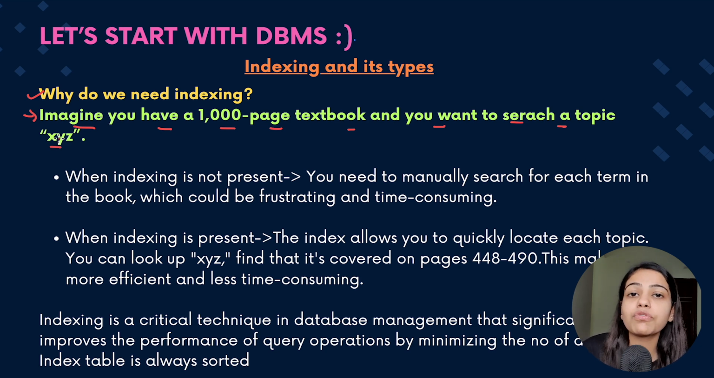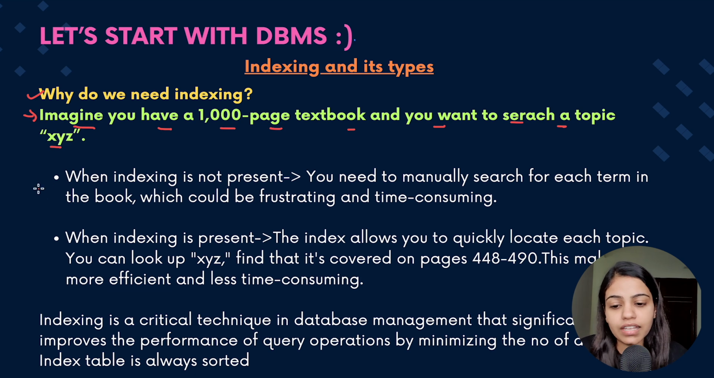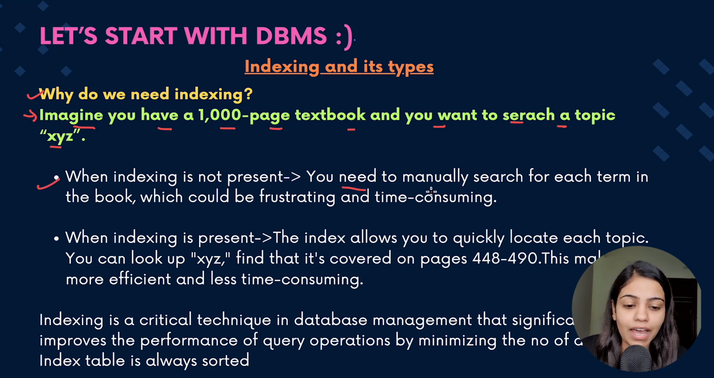Consider a case where you don't have the index in the book. In that case you will search each and every page one by one. Now there are 1000 pages in the book, so consider the time you would be consuming searching each and every page one by one. So here indexing comes into the picture. When indexing is not present, you need to manually search for each term in the book, which could be frustrating and time consuming.